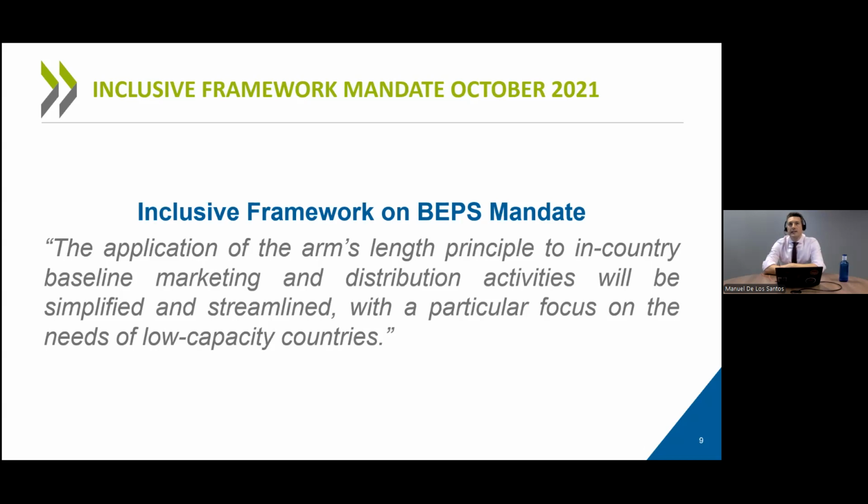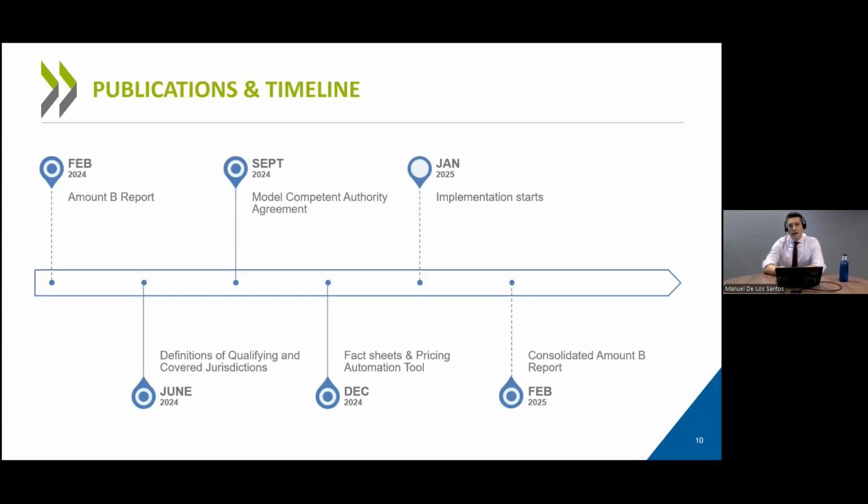The second point that derives from the mandate is that when you look at the design of Amount B, and the team will be walking us through the different elements of Amount B, there are a number of design elements that need to be considered only in the space of Amount B. In other words, decisions in terms of design of Amount B that were taken by the inclusive framework in coming up with the Amount B guidance should not be carried over to other elements of the transfer pricing guidelines. I think that's recognized at several points of the Amount B guidance.